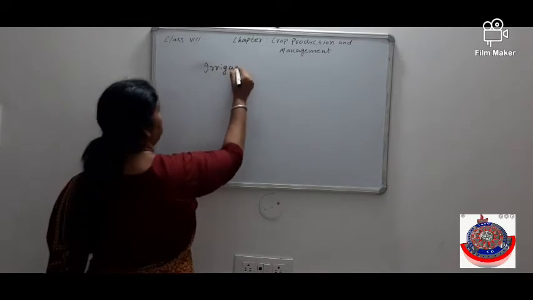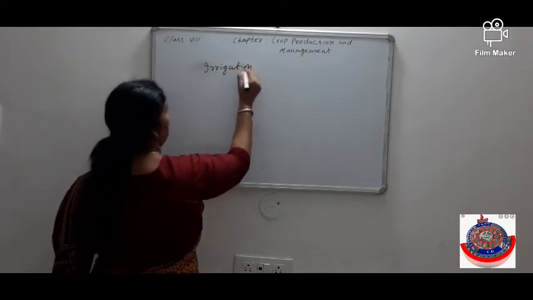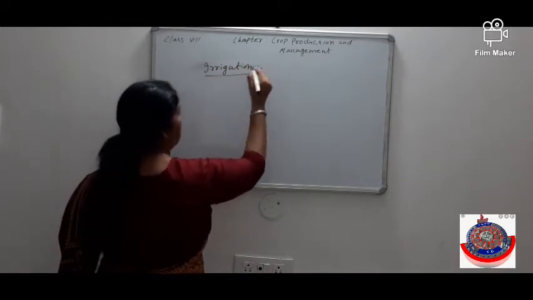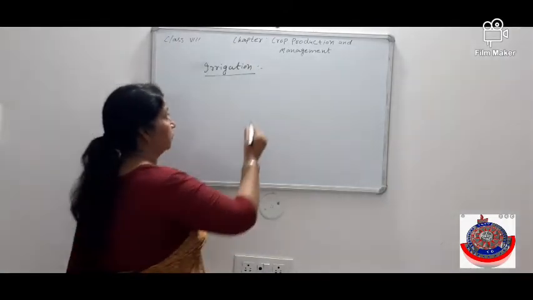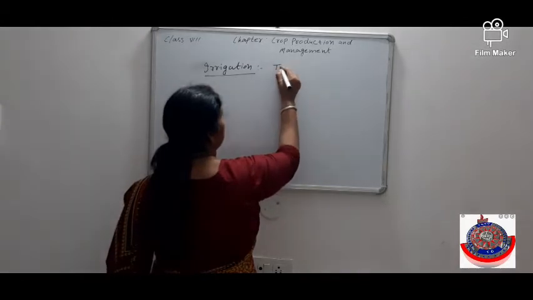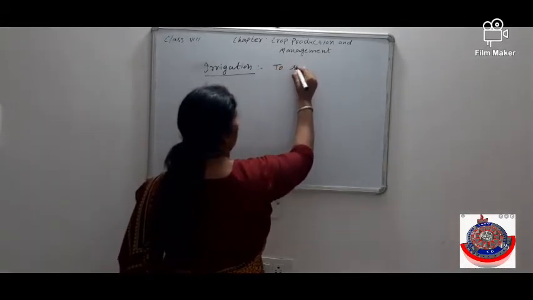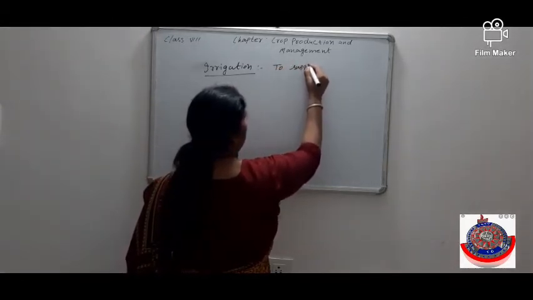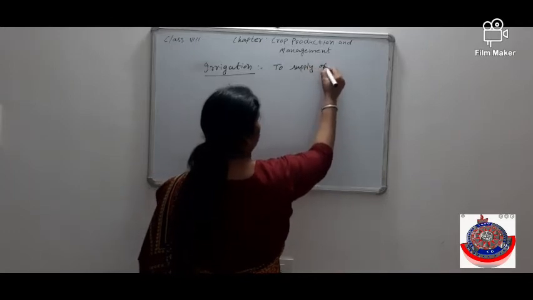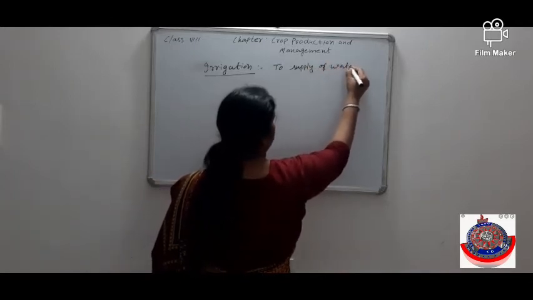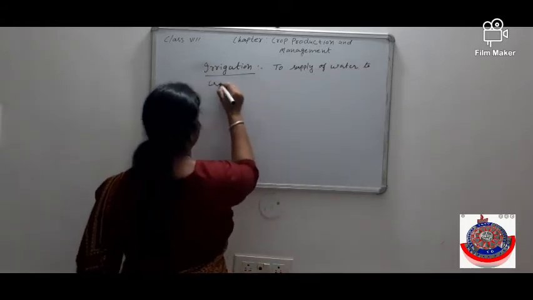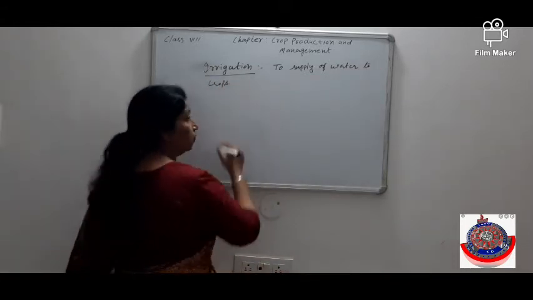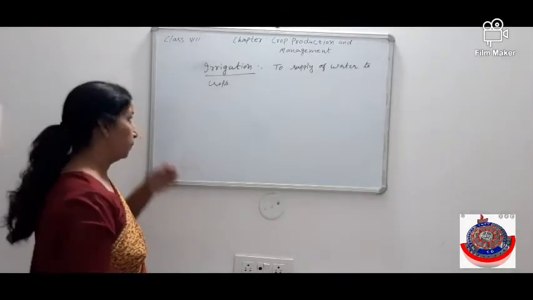Irrigation is the supply of water to crops. To supply water to crops, that process is known as irrigation.